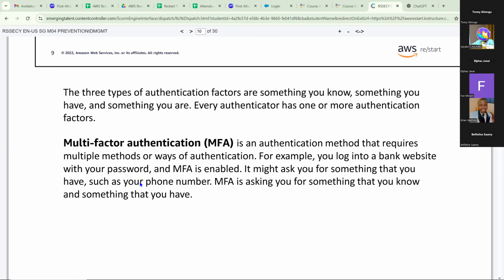Every authenticator has one or more authentication factors. You understand? Every authenticator has one or more authentication factors. So multiple factor authentication, or MFA, is an authentication method that requires multiple methods or ways of authentication. For example, you log into a bank website with your password and MFA is enabled. This might ask you for something that you have, such as your phone number. MFA is asking you for something that you know and something that you have.